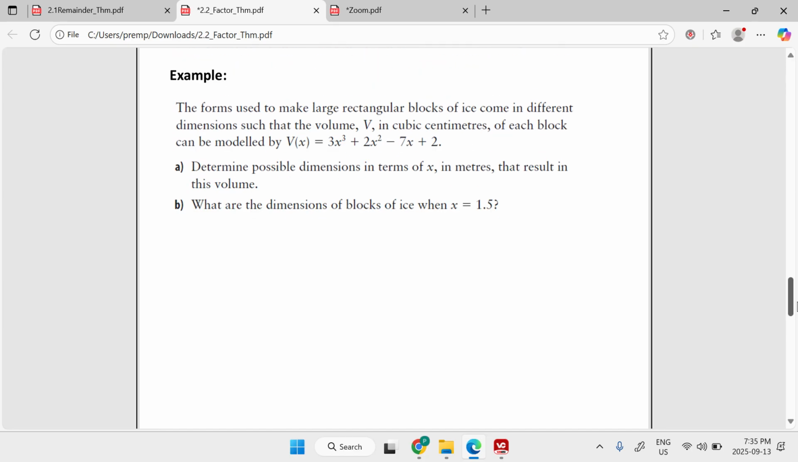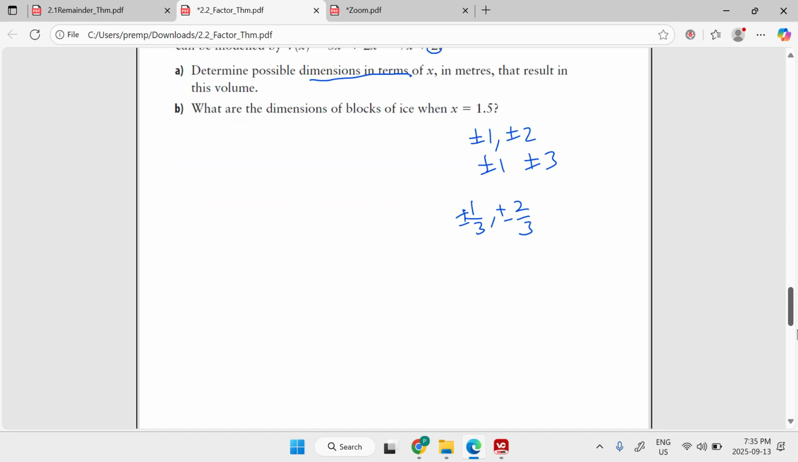Okay, again we have a similar kind of question here. They say determine the possible dimensions. So whenever I have to find the dimension of this, I should take the factors of this, which are plus and minus 1, plus and minus 2, and then we have plus and minus 1, plus and minus 3, and then I should also try 1 over 3 and 2 over 3 with plus and minus sign. And once we get one factor, you can figure out the other factors. Okay, so try these kind of questions.